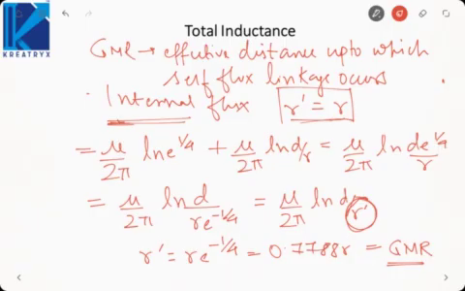That means if we replace the conductor by a conductor of radius R prime without any internal flux linkage, the flux distribution will be identical to this conductor. Again I am repeating, if you replace this conductor by a conductor of radius R prime which does not have any self flux linkage or internal flux, then the flux distribution will be the same as in the case of this conductor. So by neglecting internal inductance, we have to change the radius from R to R prime.